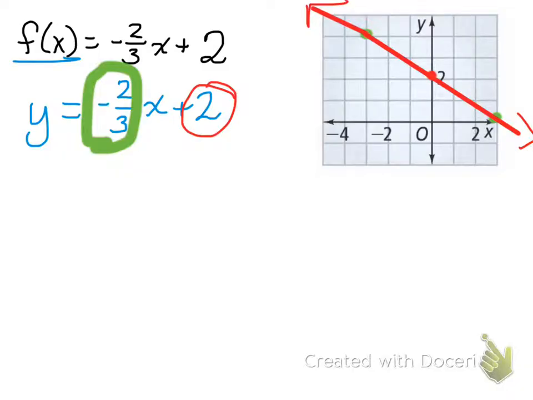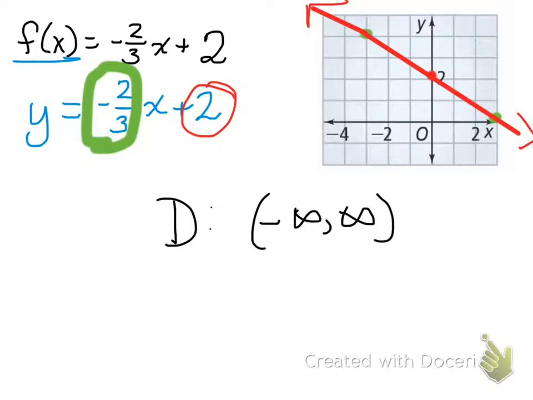And so if I was to need to give my domain and range in interval notation, my domain is from negative infinity to positive infinity, because this graph will go on forever in both directions. My range is also from negative infinity to positive infinity, because it will cover all the y values throughout the process of graphing.